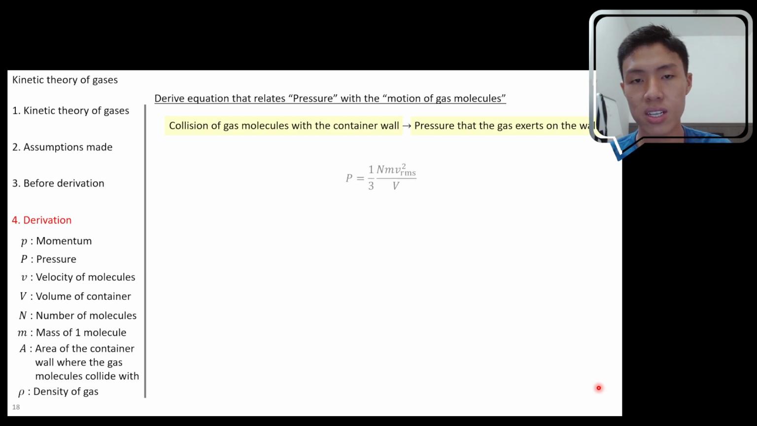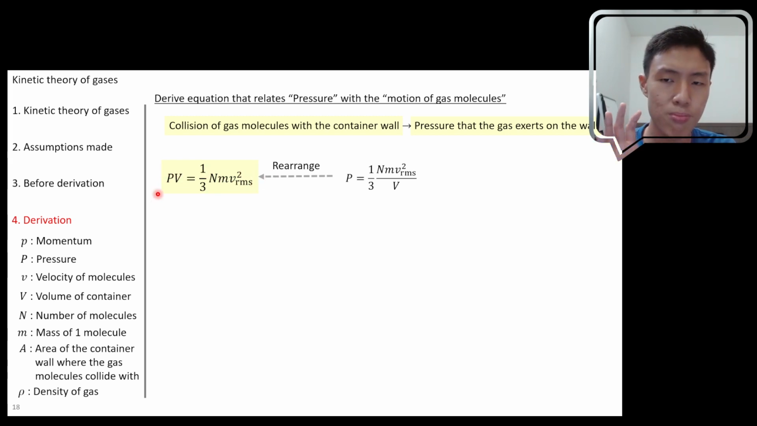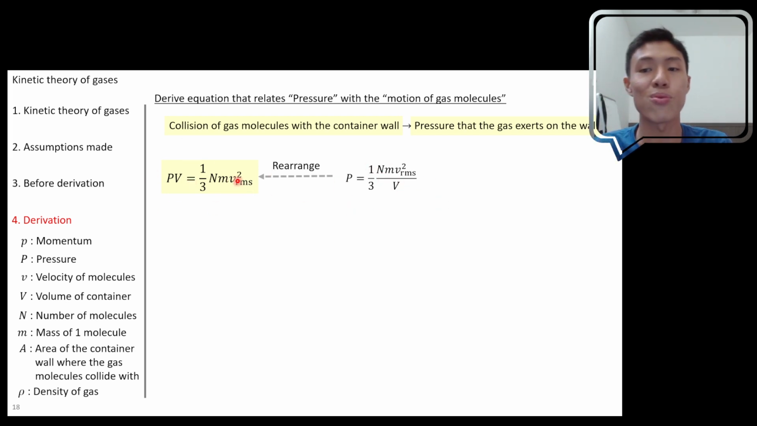So we have already derived the equation P = (1/3) N m Vrms² divided by volume. This equation relates pressure, which is something you can measure macroscopically, with the motion of the gas molecules, represented by the root mean square speed. So something macro can now be related to something micro. We can further manipulate this equation by putting PV on one side, and (1/3) N m Vrms² on the other side. This arrangement makes more sense because we know the ideal gas law, PV = nRT, which allows us to manipulate the equation further. The earlier form is still correct, but rearranged it makes more sense.